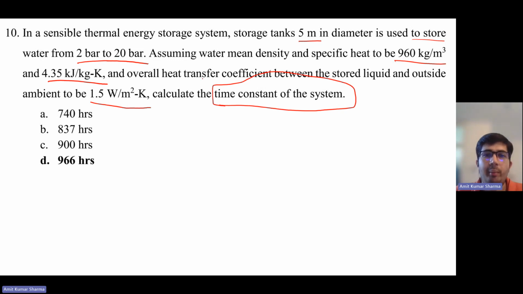You have been given the diameter, the pressure from 2 bar to 20 bar, the water mean density, the specific heat, and the overall heat transfer coefficient. Now calculate the time constant for the system. The time constant is what you have to calculate.